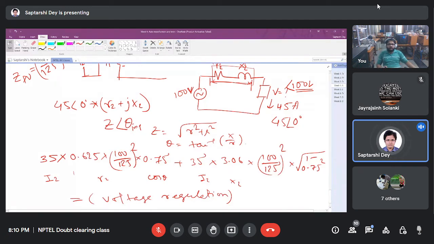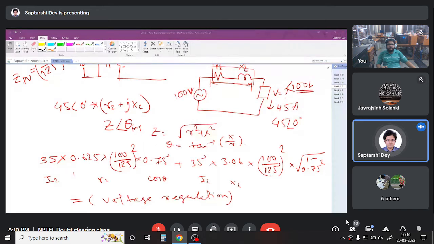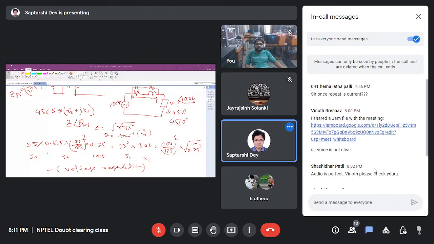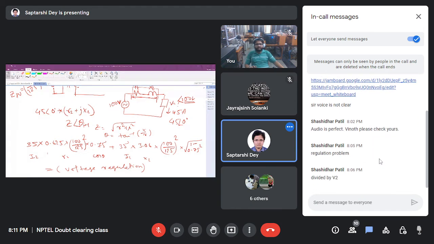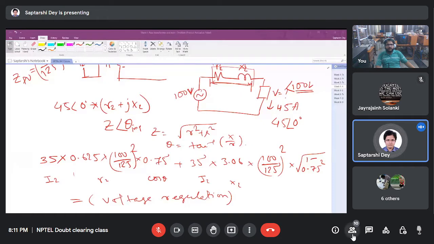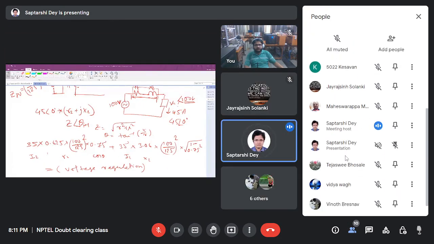Okay, so I saw there was one doubt in the chat box. I will address it. Okay, someone said it's a regulation problem. I did not see. Shashidhar said. Hemalata Padli, you asked, sir, once repeat is current. Could you please unmute yourself and say what was your doubt? I will address your doubt and then end this session. Are you still here?